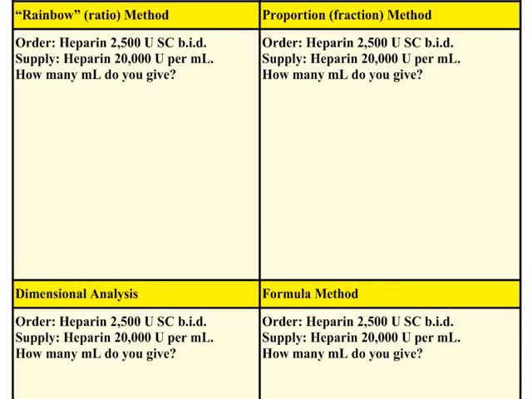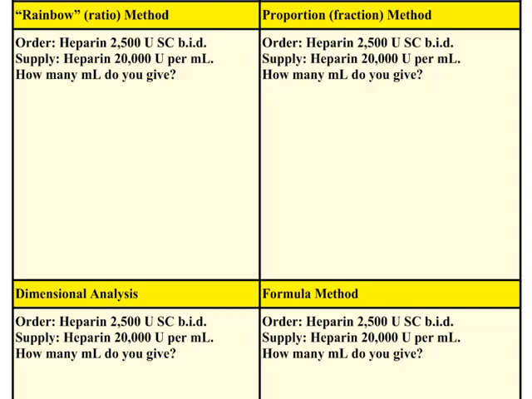This time, instead of delivering the heparin in an IV, we're going to deliver it as an injection. We have an order of heparin, 25,000 units, SC/BID. The supply is heparin 20,000 units per milliliter. How many milliliters do we need to administer? Well, again, we can do this calculation using all four methods.